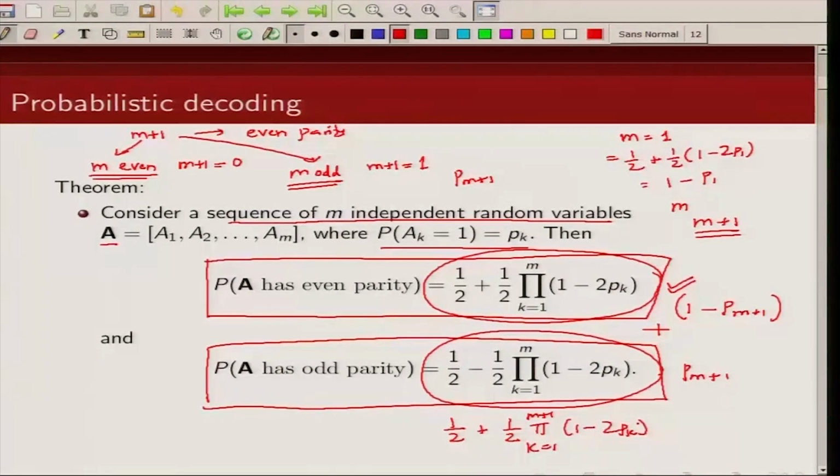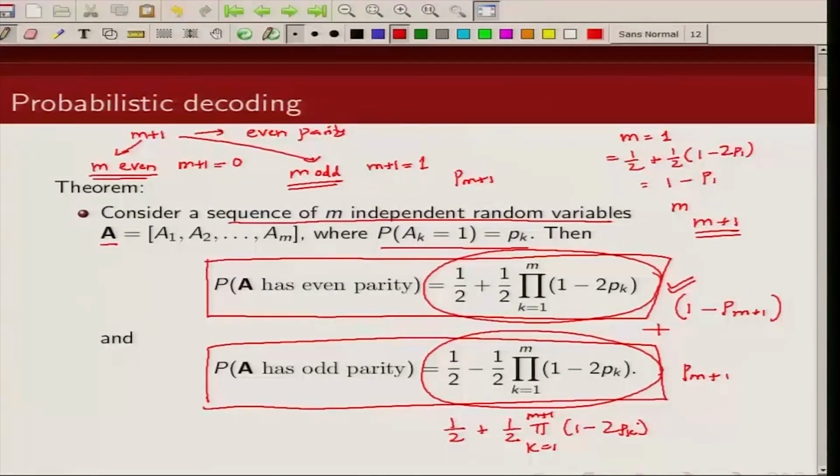So details of the calculation I am just leaving, but this is how, using mathematical induction, we are going to prove that this also holds true for m plus 1, and hence proof. Similarly, we can prove that the probability that A has odd parity is given by this expression.